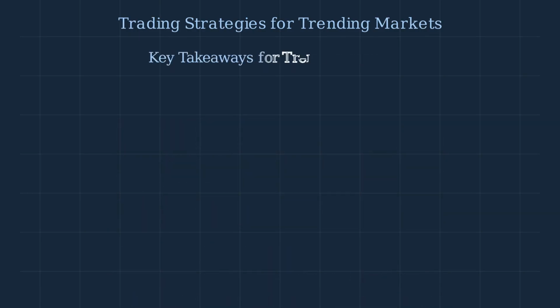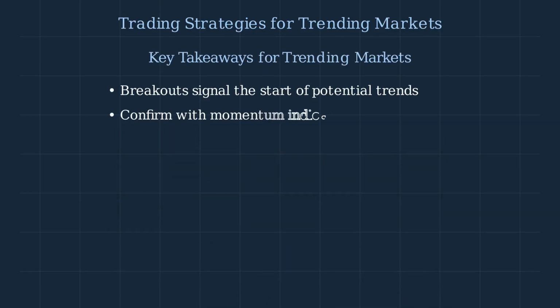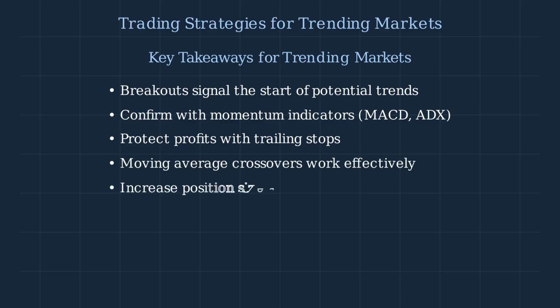To summarize trading strategies for trending markets, look for breakouts from consolidation patterns, confirm with momentum indicators, protect profits with trailing stops, utilize moving average crossovers, and optimize position sizing based on trend strength.